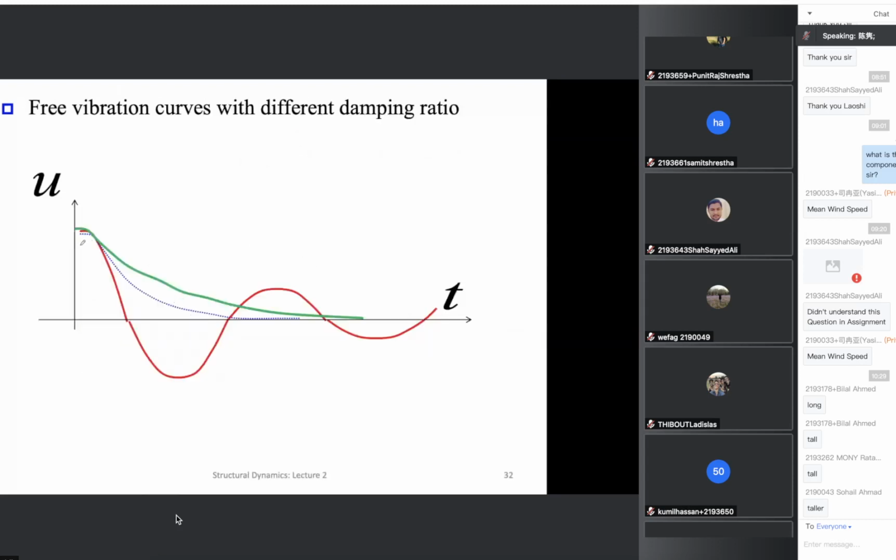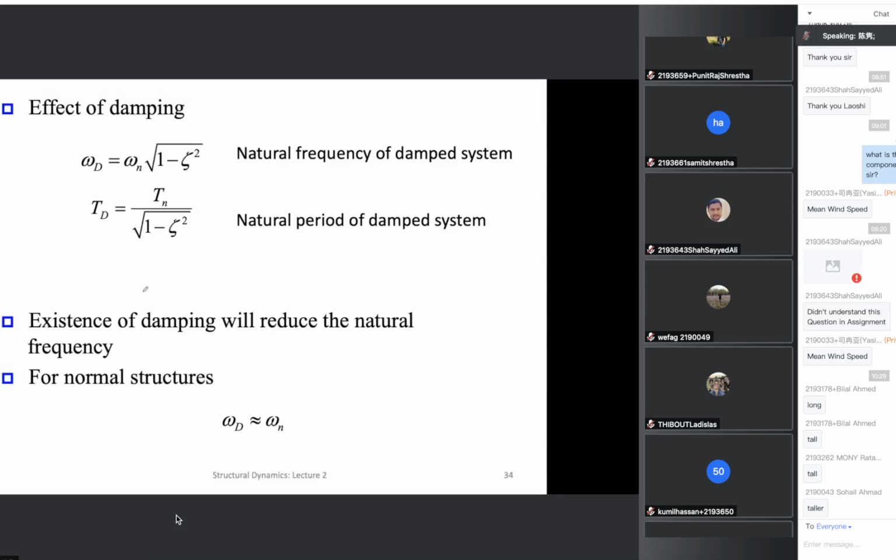If we see the time history, because there is damping, you have an initial displacement, so the structure starts to vibrate, and at each cycle the amplitude will reduce because there's damping. And this one is critical, this one is overdamped. So they have different situations, and we can discuss the effect of damping. What's the effect of damping?